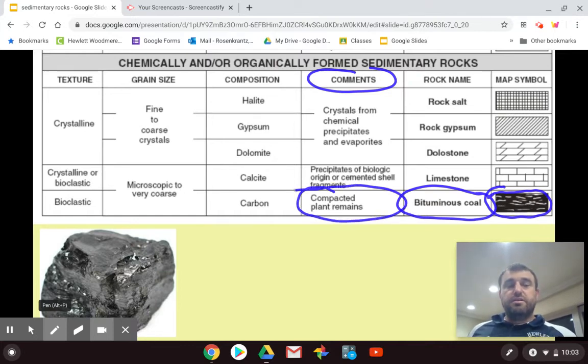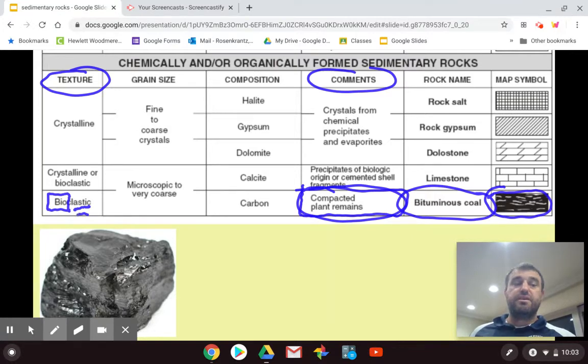All right. So this might be a little challenging for you to identify. But if I asked you a question about coal and how it forms, you could just look under comments and tell me, oh, coal forms from compacted plant remains. Now, the texture of coal, since it's from plant remains, well, plants were once alive. That's what bio means. Bio means life. And we already went over that clastic means fragments. So right here, they're telling you it's made up of life fragments. In this case, the life fragments are plant remains.